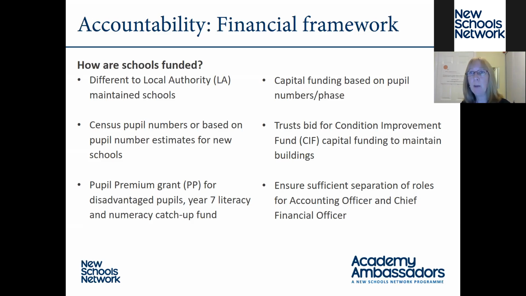Capital funding is based on pupil numbers and phase. So Academy Trusts basically get a lump sum, but you can also, on top of that, apply for a Condition Improvement Fund, or CIF fund, to help support funding for particular capital building projects. With each CIF round of bids, there is an area of focus for the department at that particular moment in time. Do make sure from your point of view that there is sufficient separation of roles for the accounting officer and the chief financial officer. So the chief financial officer should also have direct access to the board and report to you, as well as the chief exec, who is also the accounting officer. The accounting officer, just important to remember that they have a personal liability to government for best use of that funding, essentially.